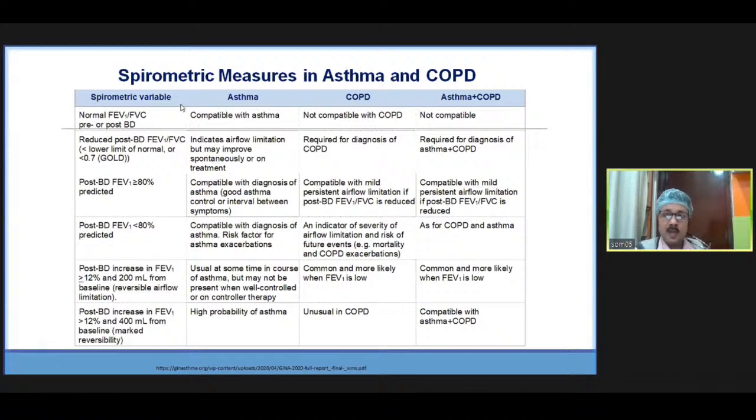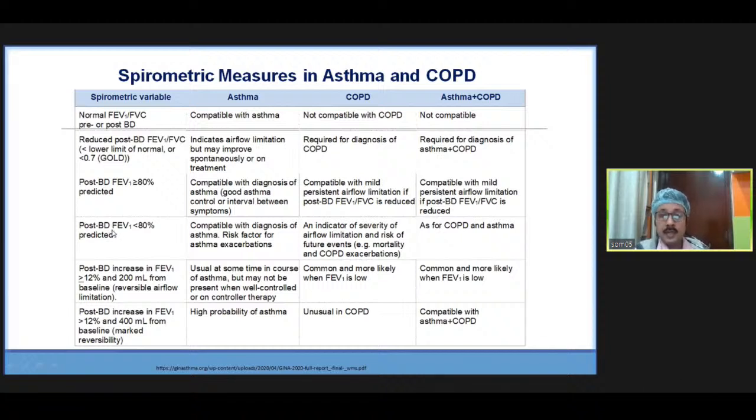So again, there are spirometric measures of asthma and COPD. This is important, as in the previous slide as well. FEV1 by FVC is normal in asthma, but in COPD and asthma COPD overlap, the FEV1 by FVC is usually less than 0.7. Now, post-bronchodilator FEV1 of 90% predicted is compatible with the diagnosis of asthma, and also compatible with only a mild persistent variant of COPD and a mild variant of the overlap.